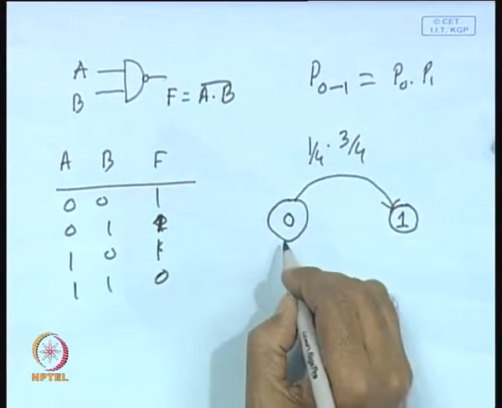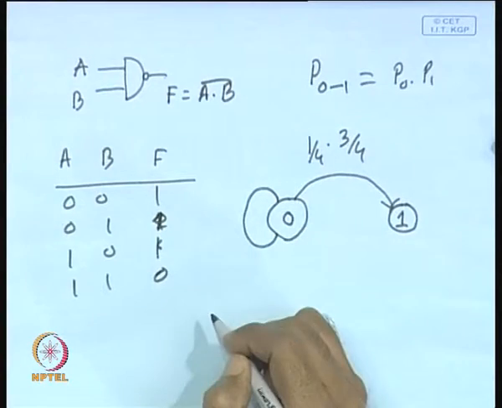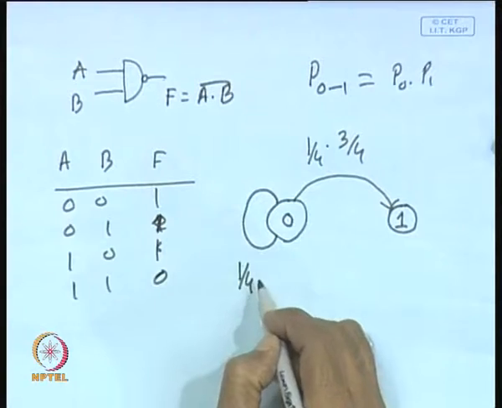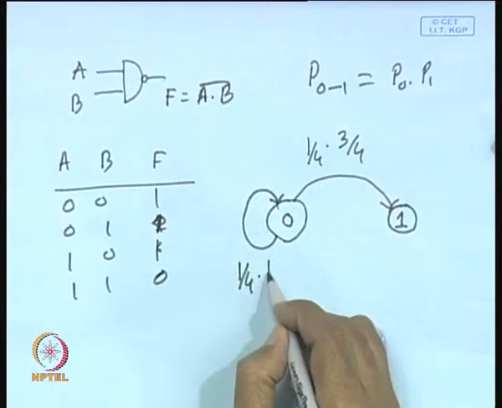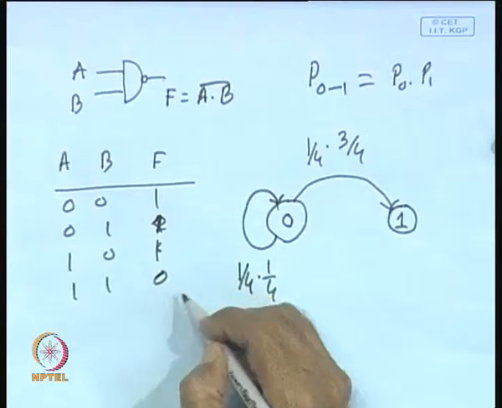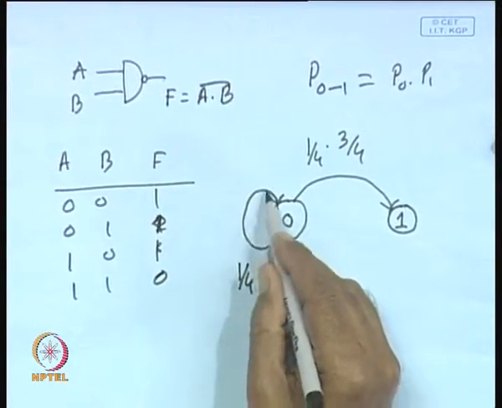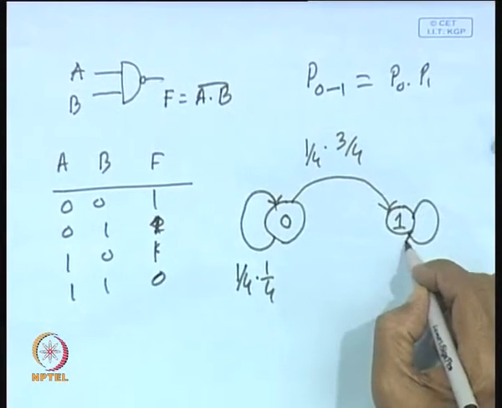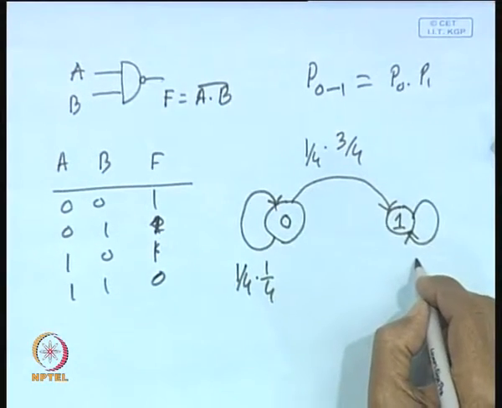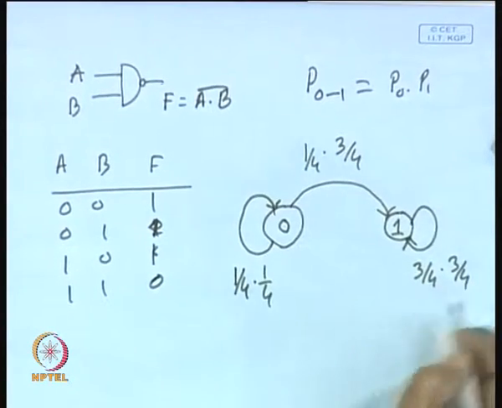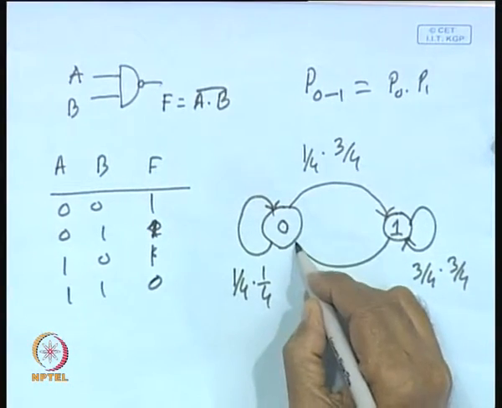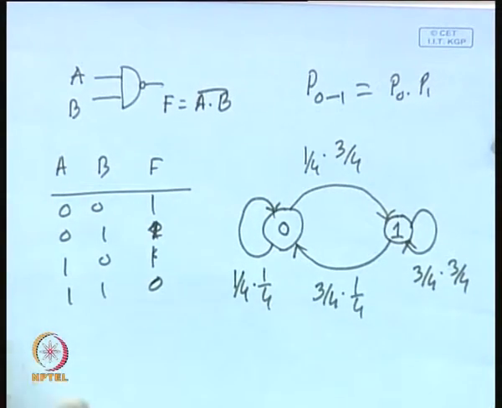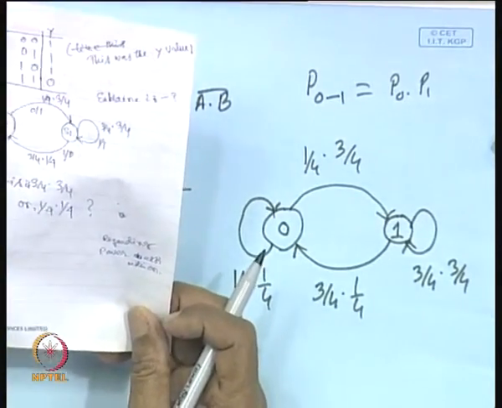Now, what about this probability 0 to 0? Here you know it has got only one 0, and again the probability of going to 0 is 1 by 4, out of 4 possibilities. So, this is the probability that the output will go from 0 to 0. Similarly, from 1 to 1 the probability will be 3 by 4 into 3 by 4. Similarly, from 1 to 0 the probability will be 3 by 4 into 1 by 4. So, I believe this is what the question is.